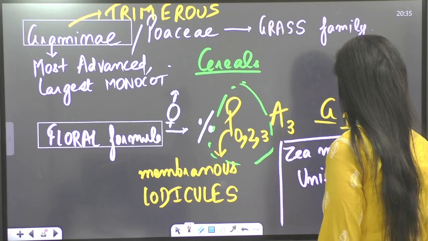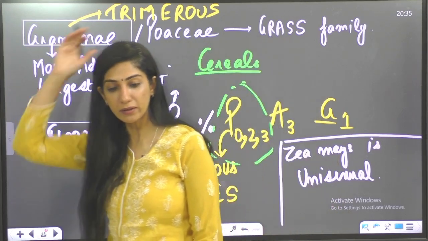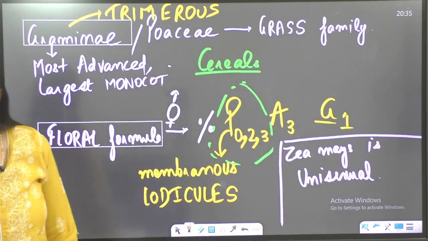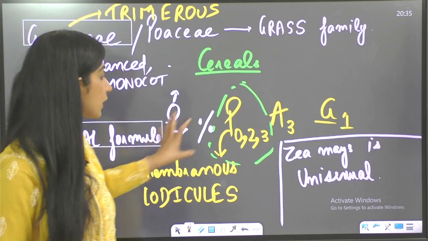When I say all these grains belong to the Poaceae family, maize is unisexual. Remember the concept of monoecious plant. So there is female maize and male maize. Is that clear? And doob grass also belongs.